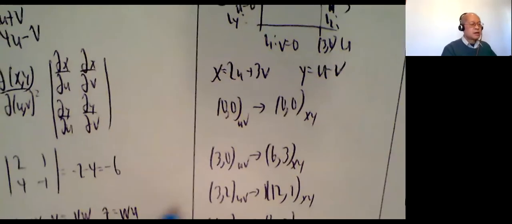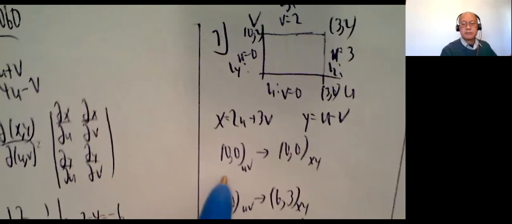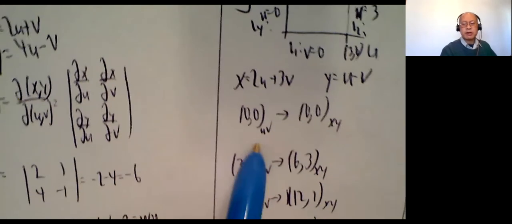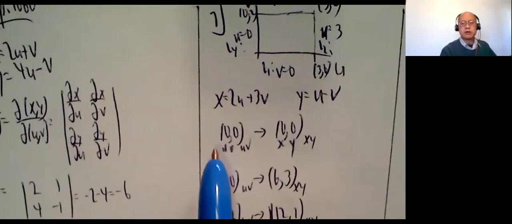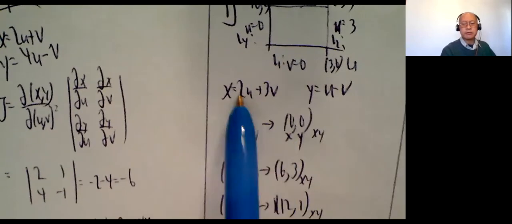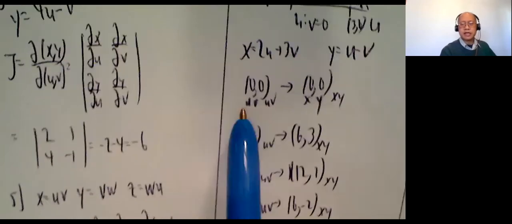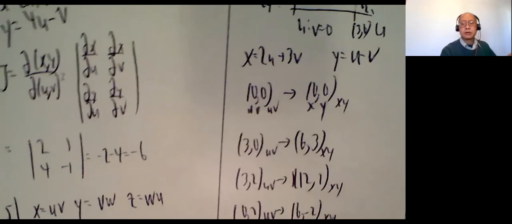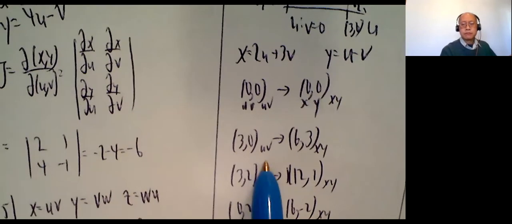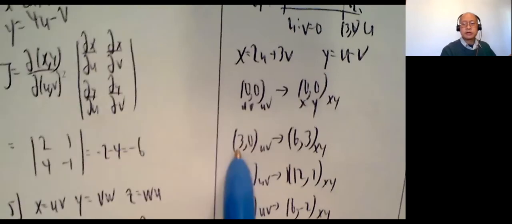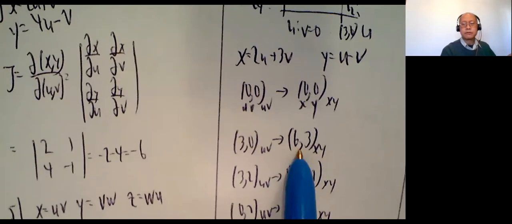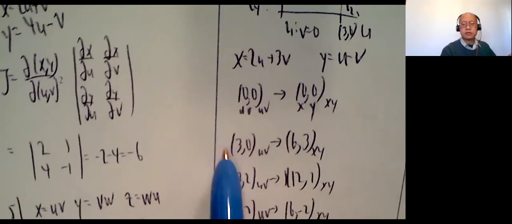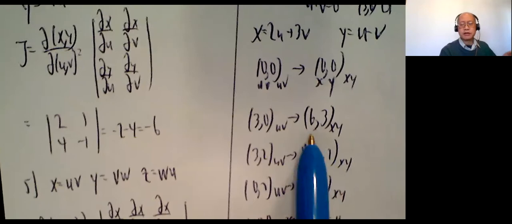First, let's just see what happens to the corresponding points by plugging in. So that you don't get mixed up, you have to put down whether it's in the UV plane or the XY plane. So where does (0, 0) go in XY? Plug in U is 0, V is 0. X is 0, Y is 0. So (0, 0) stays the same. How about (3, 0) in the UV plane? U is 3, V is 0. 2 times 3 is 6 plus nothing, so X is 6. Y is U minus V, 3 minus 0 is 3. So the point (3, 0) becomes the point (6, 3).